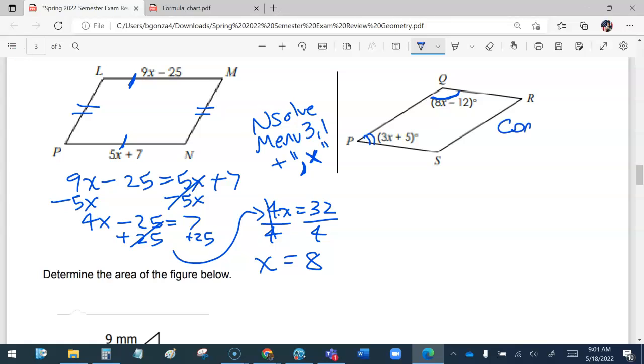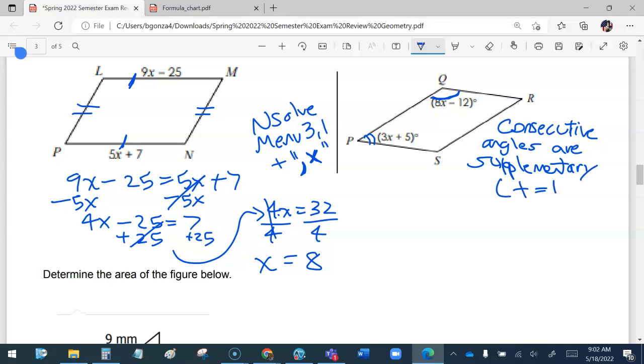Okay, consecutive angles are supplementary. And what does supplementary mean? They add up to equal 180, right?